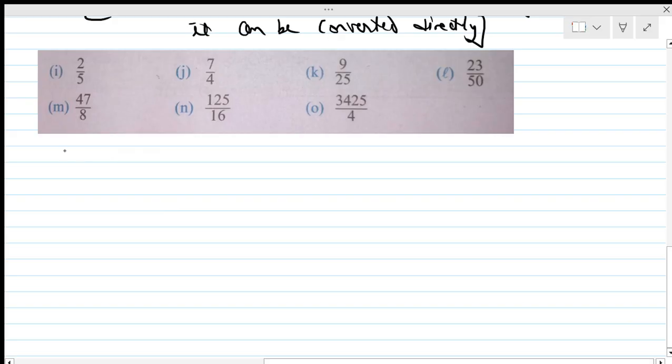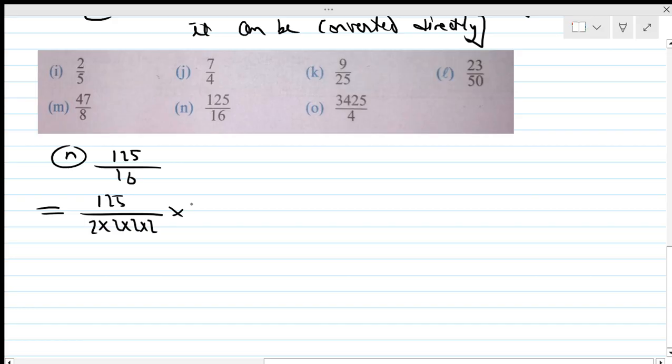Okay, so number N, right? So in N number there is 125 by 16. So 16 is 2 to the power 4 times. As there are 2 four times, you have to multiply by 5 also 4 times: 1 2 3 4, and down also 1 2 3 4, right? And I will turn it into what?